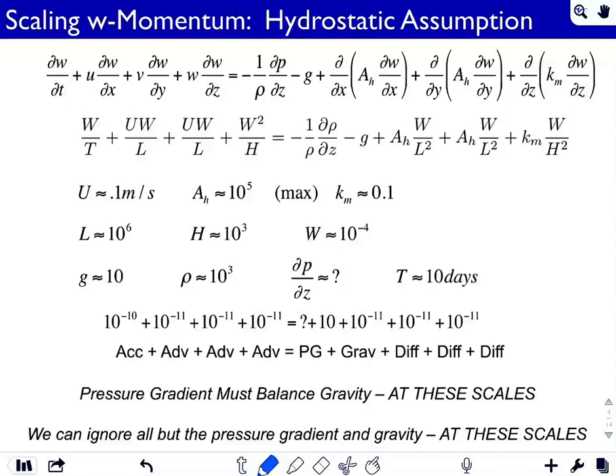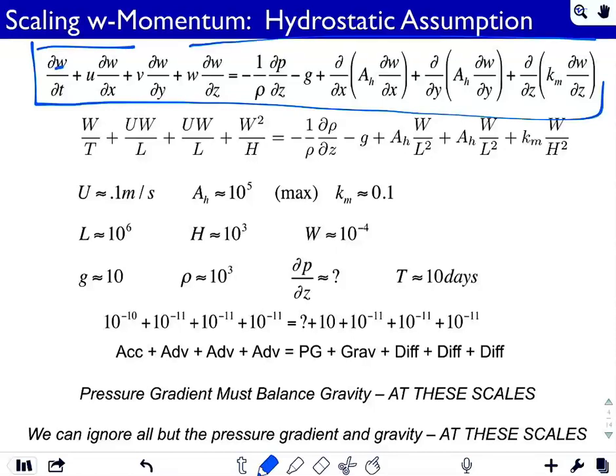If we scale the W momentum equation, we can go through the same process. So we have our terms here, and we replace each of these with a quantity of an assumed size. So we have dw dt, the rate of change of our scaled vertical velocity scale divided by our time scale, or horizontal velocity times our vertical velocity scale divided by our length scale, etc., etc. We don't really know what to do with the pressure gradient. Gravity, we know what that is. We have a number for that.